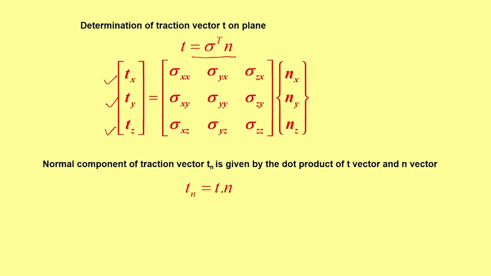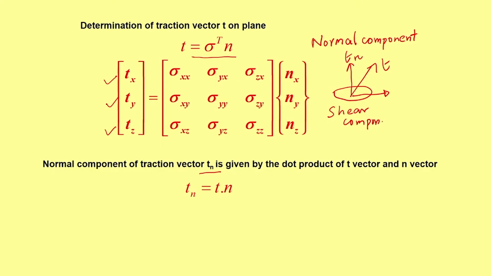Now, as we discussed in the previous slide, T is any traction, and we have the normal component of the traction vector, Tn, and similarly the shear component of the traction vector, Ts. The normal component of the traction vector Tn is obtained by the dot product of the T vector and the n vector.